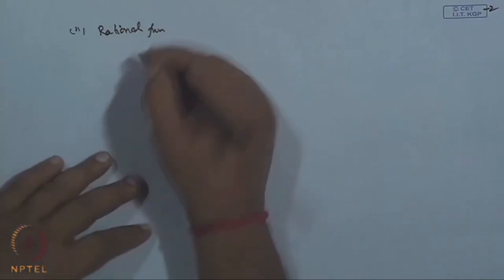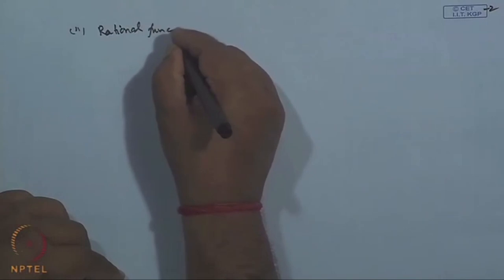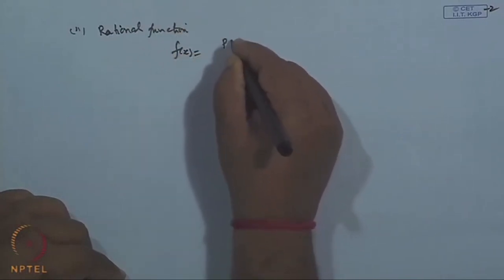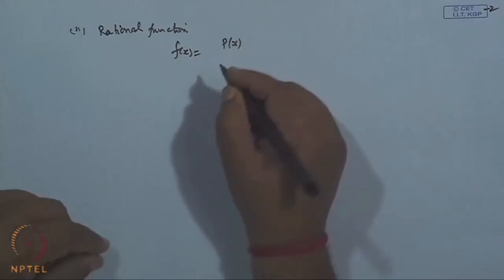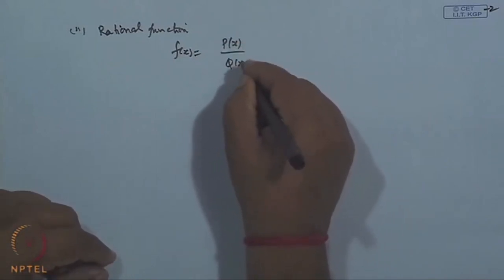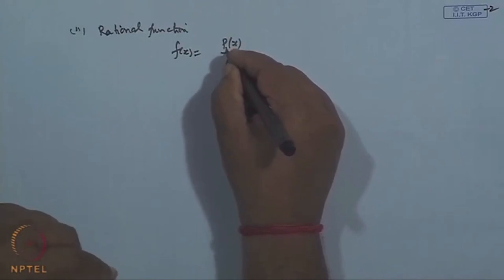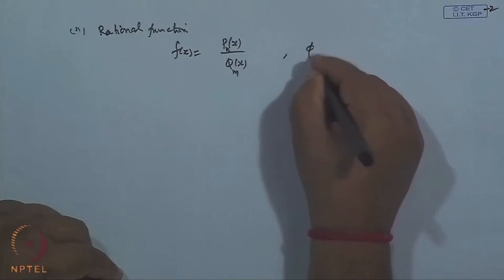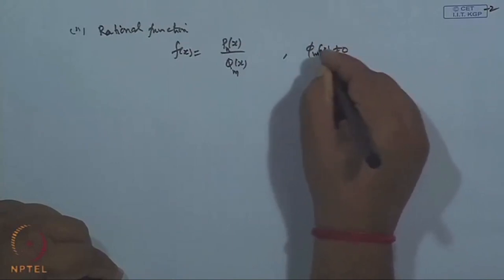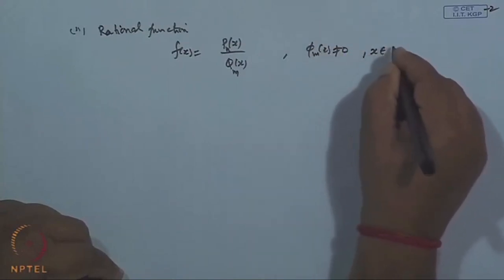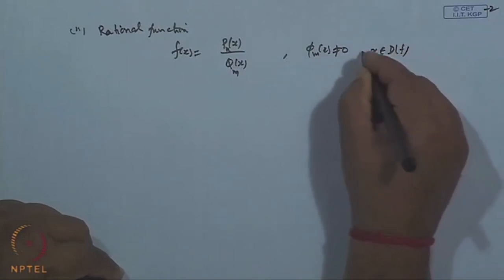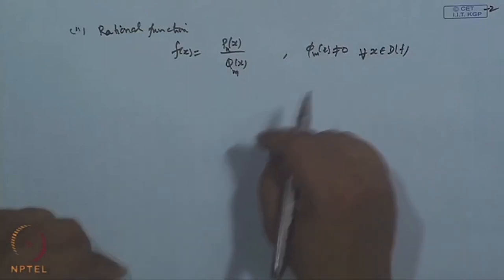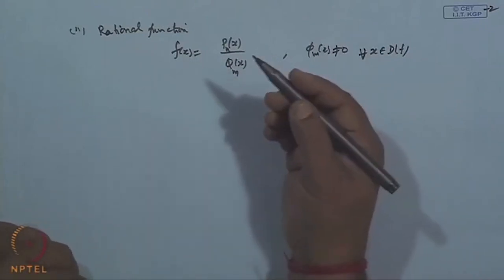Rational functions. A function f(x) which is of the form p(x) by q(x), where p(x) is also a polynomial, say of degree n, and q(x) is a polynomial of degree, say, m, but q_m(x) is not 0 for any x belonging to the domain of f. For every x belonging to A, q_m(x) is not 0, then such a function we call a rational function.